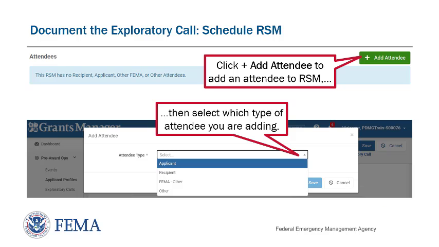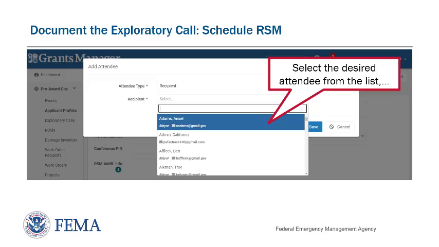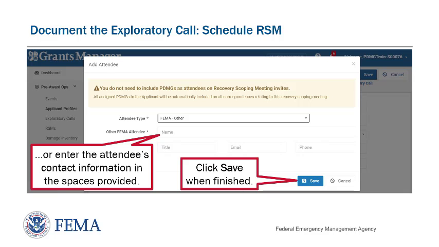Below the recovery scoping meeting details we just looked at is a section called Attendees. In that section, click the green Add Attendee button to add an attendee to the recovery scoping meeting. The pop-up window that appears will let you choose from the list the type of attendee you are adding. Depending on the type of attendee you select, you will either be able to select from a list of names already in the system, such as shown here, or you will be able to enter the attendee's name and contact information in the spaces provided.